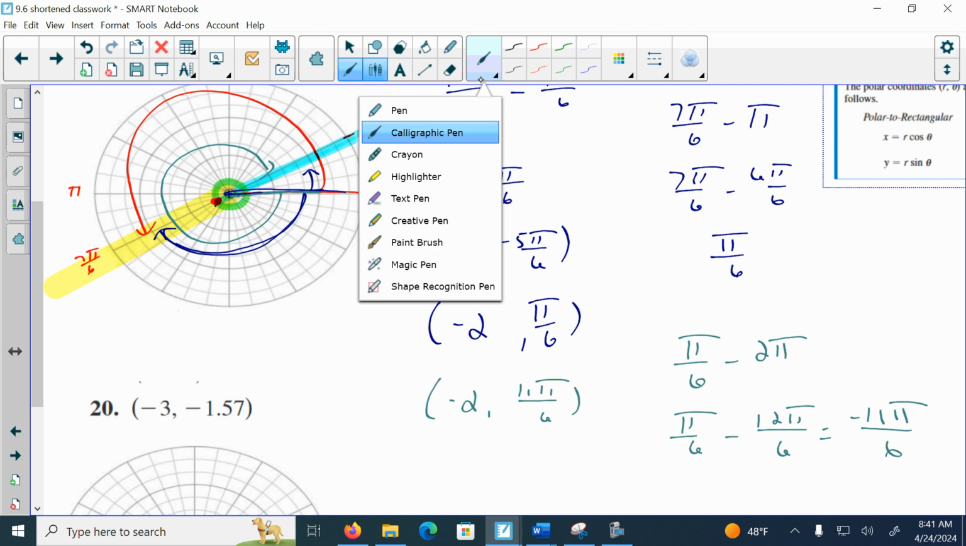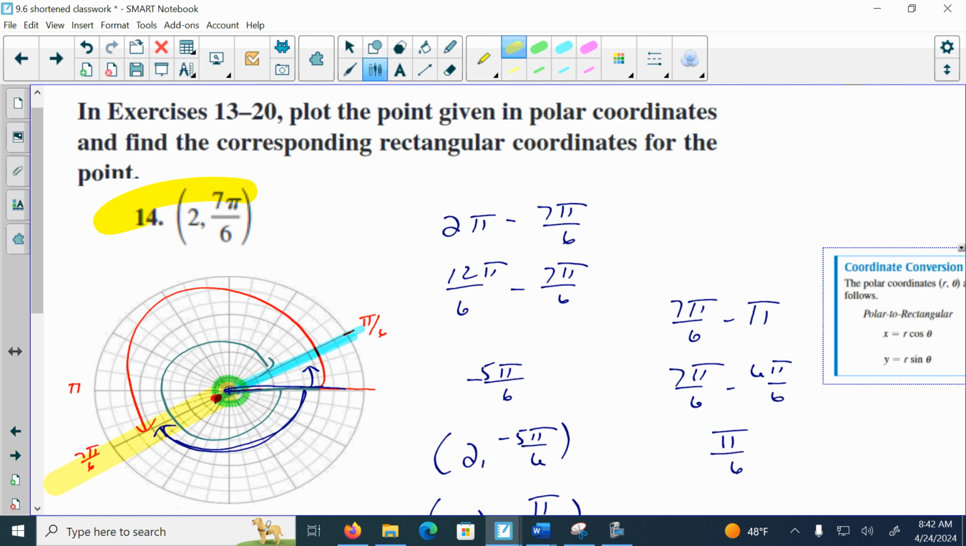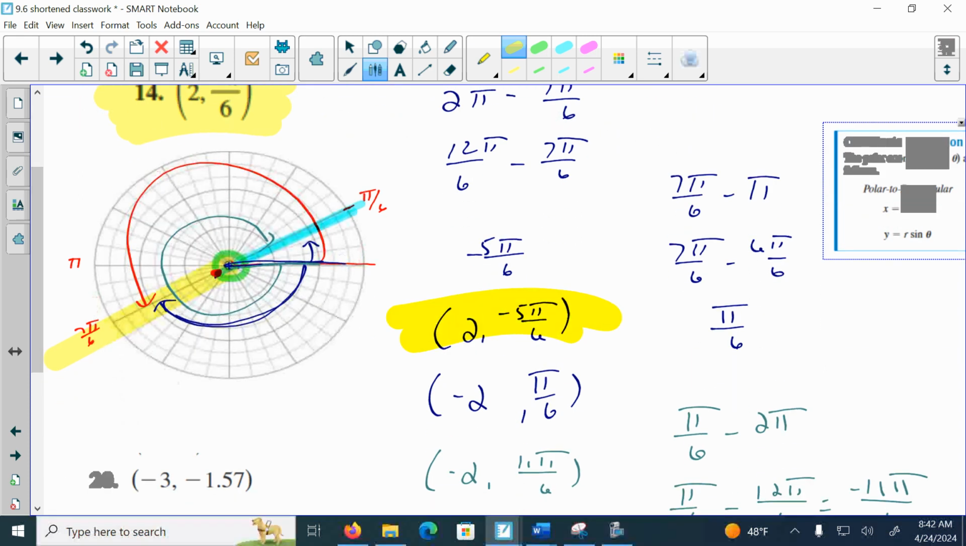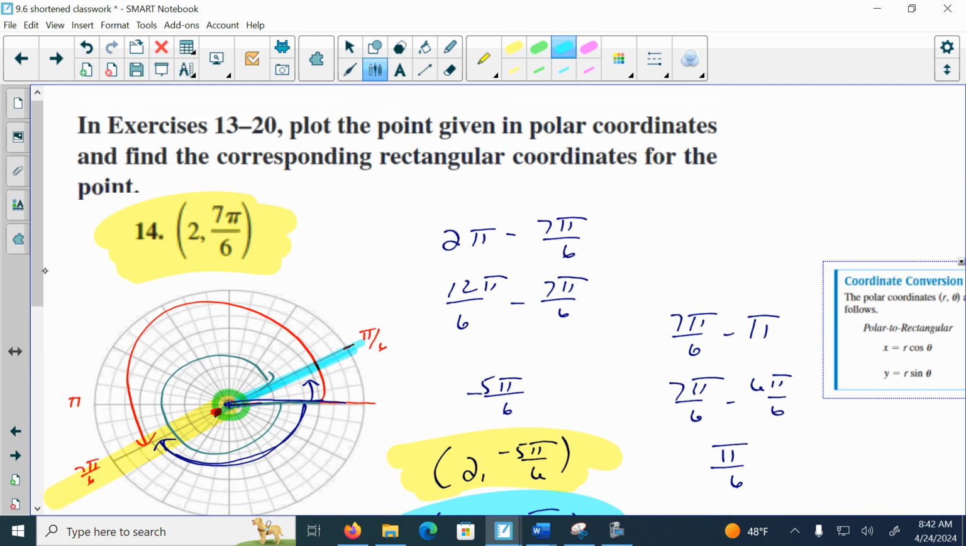So the 3 ways to represent this exact point that they give me is the one that they gave me, (2, 7 pi over 6), (2, -5 pi over 6). Those are following the yellow angle. And then (-2, pi over 6) and (-2, -11 pi over 6). Got my negative sign. So those are the ways that I can represent that one point 3 different ways using polar coordinates.